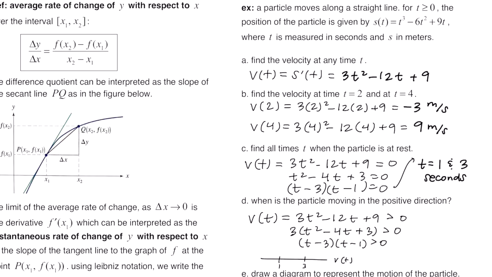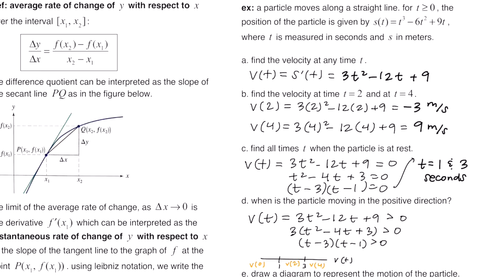So on our number line, we're going to test points v of 0, v of 2, and v of 4. So using this number line, we're going to make a sign chart. I just arbitrarily chose a number to the left of 1, I picked a number in between 1 and 3, and then I chose a number to the right of 3. So what we're going to do is make a sign chart. We want to identify the intervals over which velocity is positive, and then the intervals over which velocity is negative.